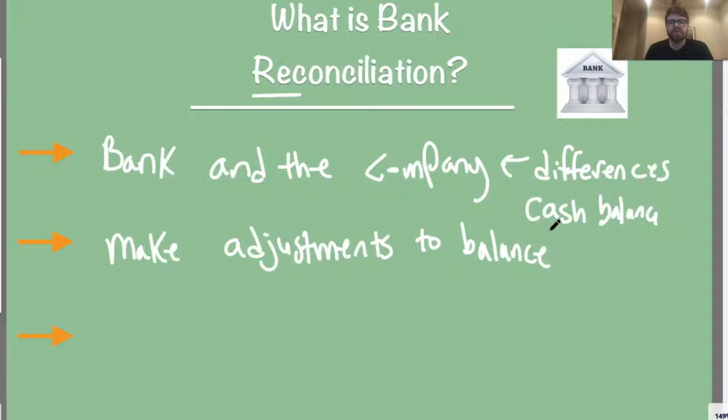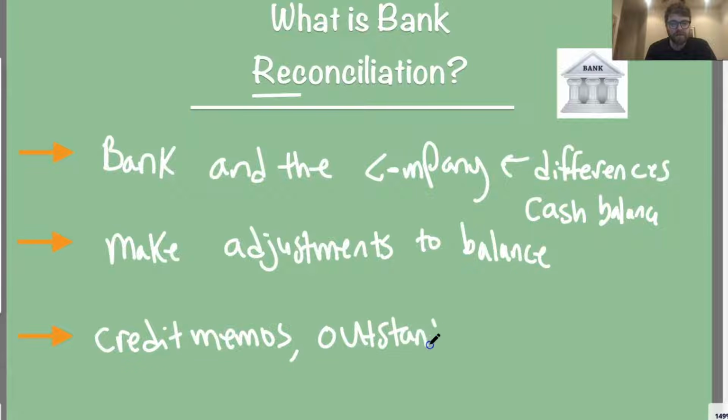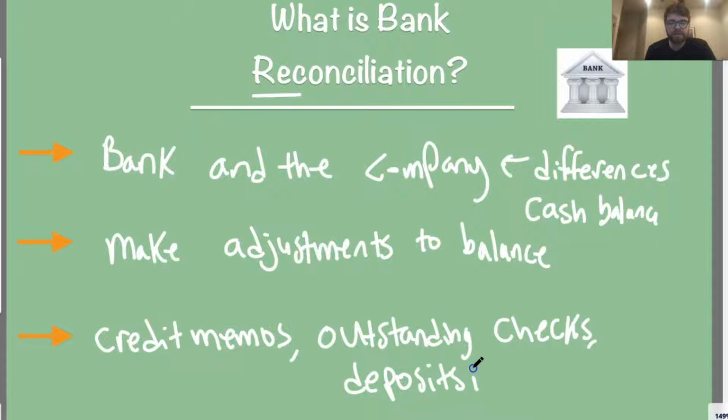And so there's going to be stuff involving credit memos, something called outstanding checks. I'm sure you've heard of that. I'll go over these terms in the next slide here. There's stuff like something called deposits in transit. And there's even errors. The company sometimes makes errors, the bank makes errors, and you have to correct those errors. And that can be the hardest part, to be honest. A lot of my students struggle with error correction.